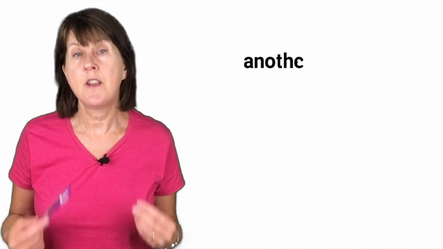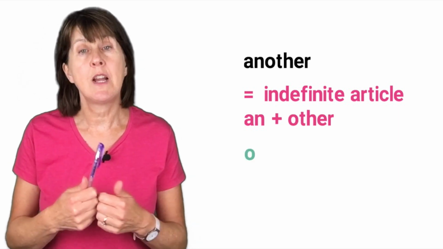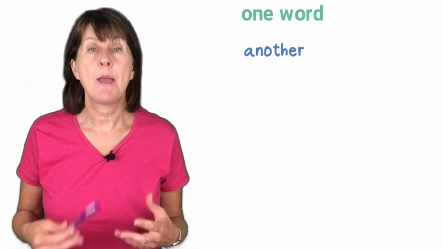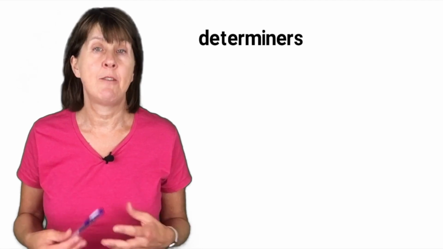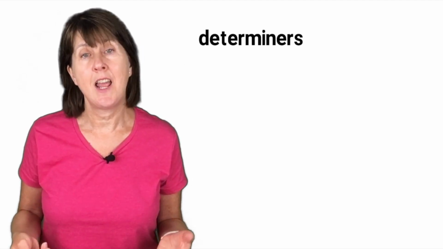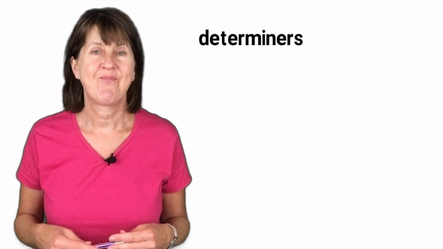Also, do note that another is the indefinite article an plus other, but we do write it as one word, another. So first up, let's look at them as determiners. That is when we use them with a noun. Remember, also determiners tell us whether the noun is general or specific.